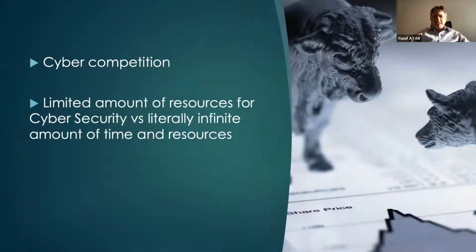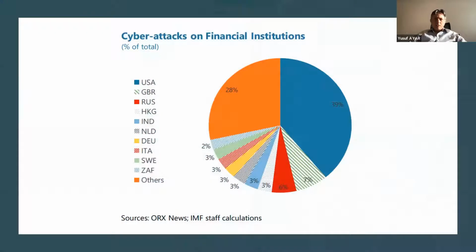Companies and cyber threats are constantly in competition. Companies have a limited amount of resources for cybersecurity and sometimes also lack management support for it, whereas cyber actors have literally an infinite amount of time and resources. Let's have a look at some statistics. As we are mainly located in Europe, I want to emphasize in this chart England, Netherlands, Germany, Italy, and Sweden. This chart shows the most attacked countries when financial institutions are considered.